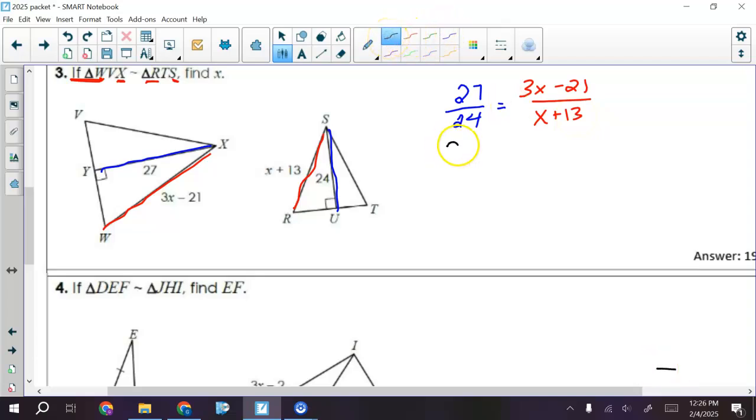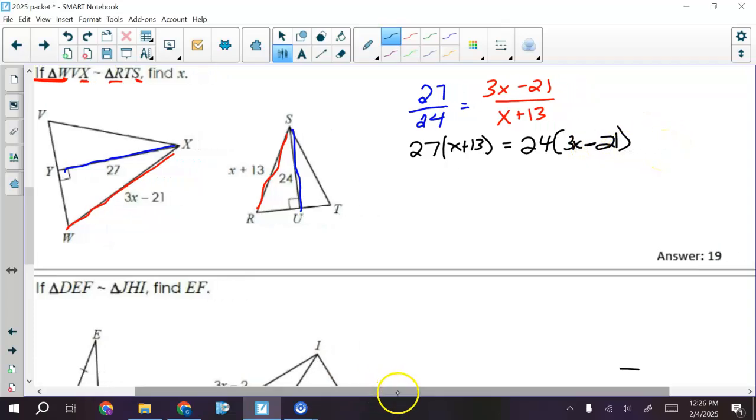All right, so cross multiply, so 27 times x plus 13 equals 24 times 3x minus 21. All right, go ahead and do the algebra. See if you can get your answer to come out to be 19. So a lot of these answers are on there. Just solve it as if they weren't, and then see if you can get it to match.